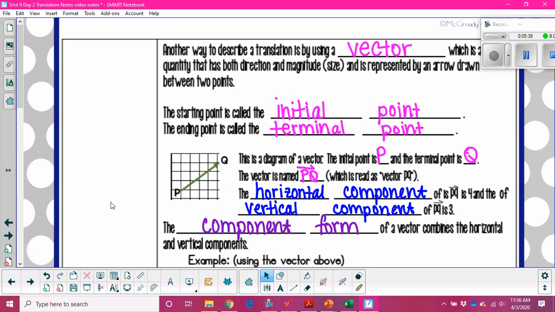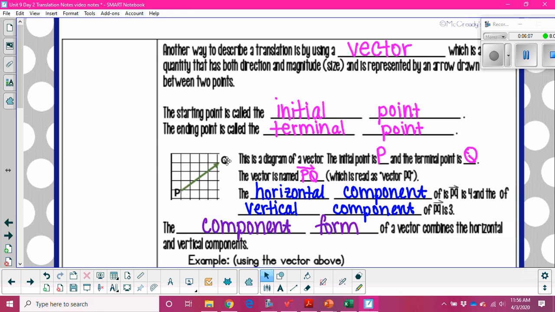Another way to describe a translation is by using a vector, which is a quantity that has both direction and magnitude, which is size, and is represented by an arrow drawn between 2 points. This right here is an example of a vector. The starting point is called the initial point, and the ending point is the terminal point. If you're looking at this diagram, the initial point where it starts is point P, and the terminal point is point Q.